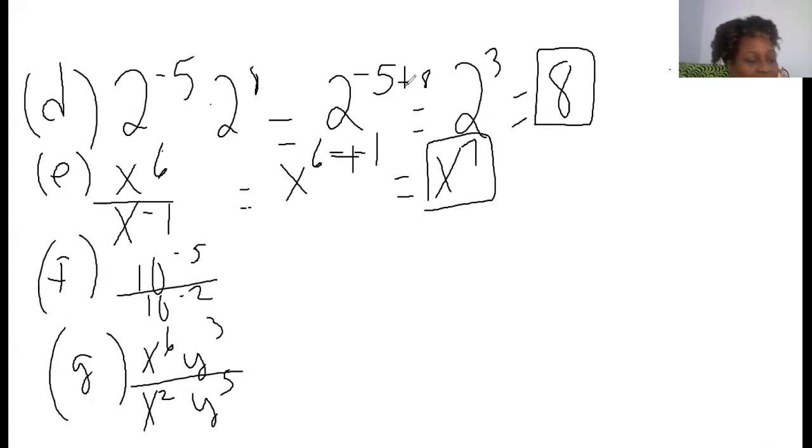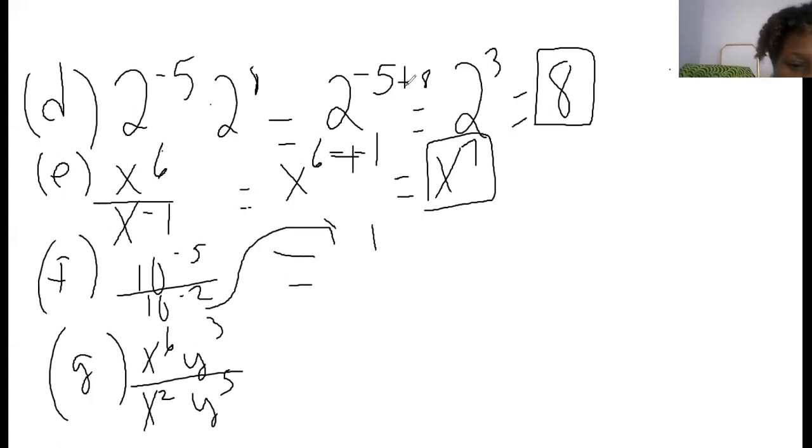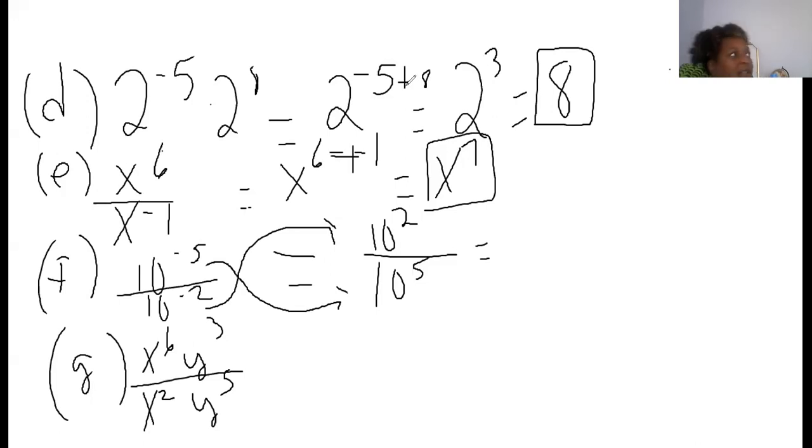Same process with 10 to the negative 5th times 10 to the 2nd power. Now, first things first, 10 to the negative 2 will become positive when I bring it to the numerator. 10 to the negative 5th will become positive when I bring it to the denominator. Okay. So now we have it in the positive state. So what I need to do now is subtract, okay?